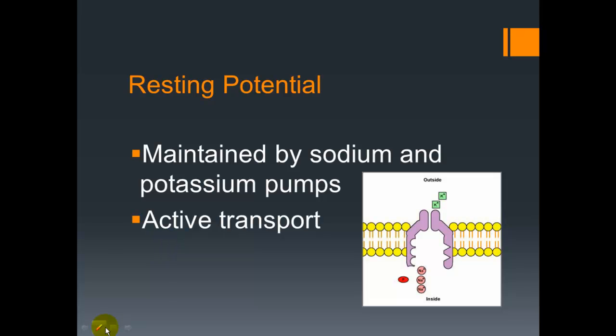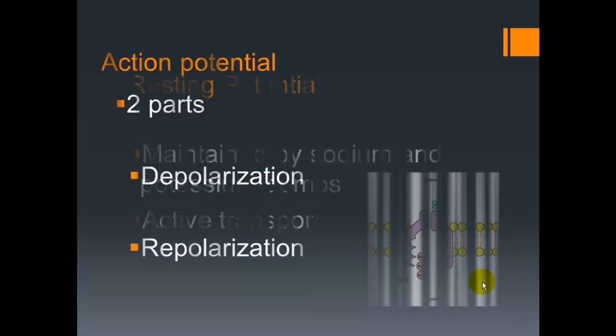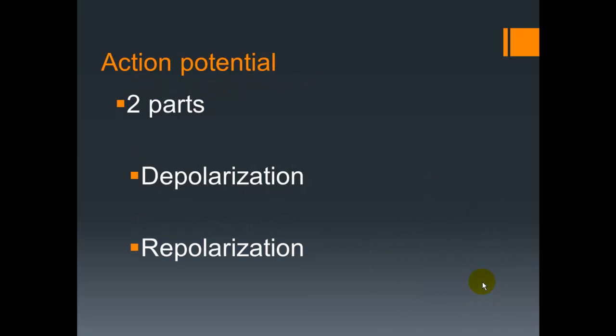Resting potential is maintained by sodium and potassium pumps. This is active transport, and you can watch the little graphic here. Maybe not. That sodium is going to be pumped out, and potassium is going to be pumped in against the gradient, and this is going to require ATP. Anyways, two parts to the action potential.